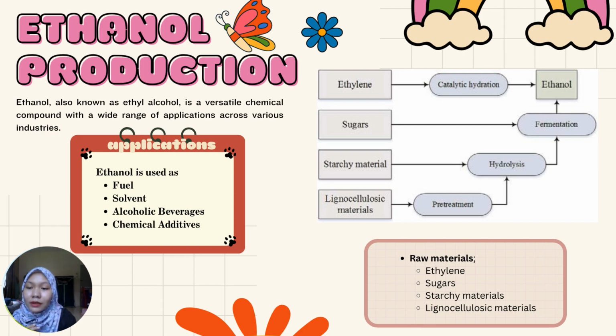Alcoholic beverages. Ethanol is the primary alcohol found in alcoholic beverages, such as beer, wine, and spirits. It is produced through fermentation of sugars by yeast and contributes to the flavor, aroma, and intoxicating effects of the alcoholic drinks. Chemical intermediates. Ethanol serves as a key intermediate in the synthesis of various chemicals and pharmaceuticals. It is used in the production of acetic acid, ethyl acetate, ethylene, and other organic compounds. The raw material of ethanol production can be from ethylene, sugars, starchy materials, and lignocellulosic materials.